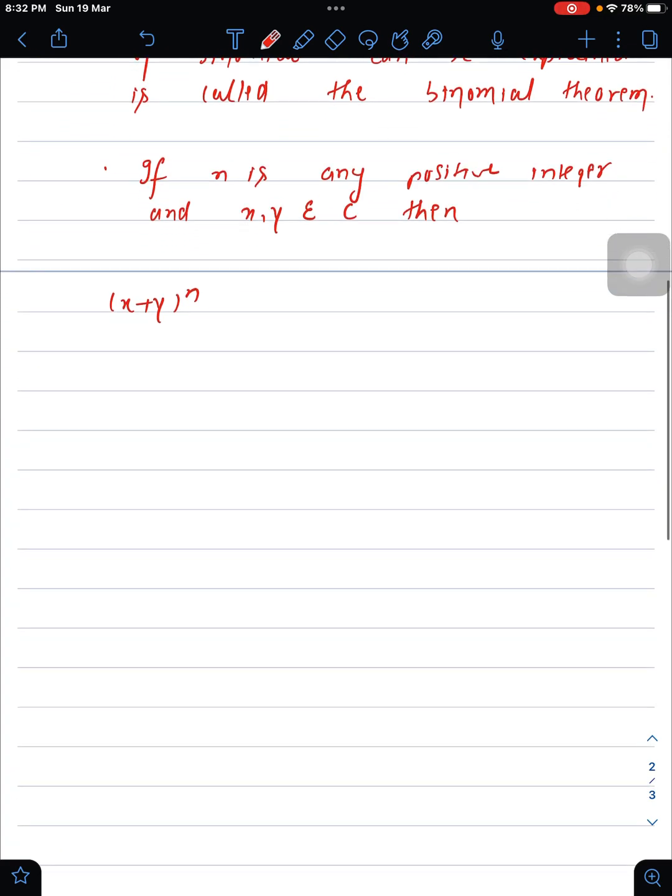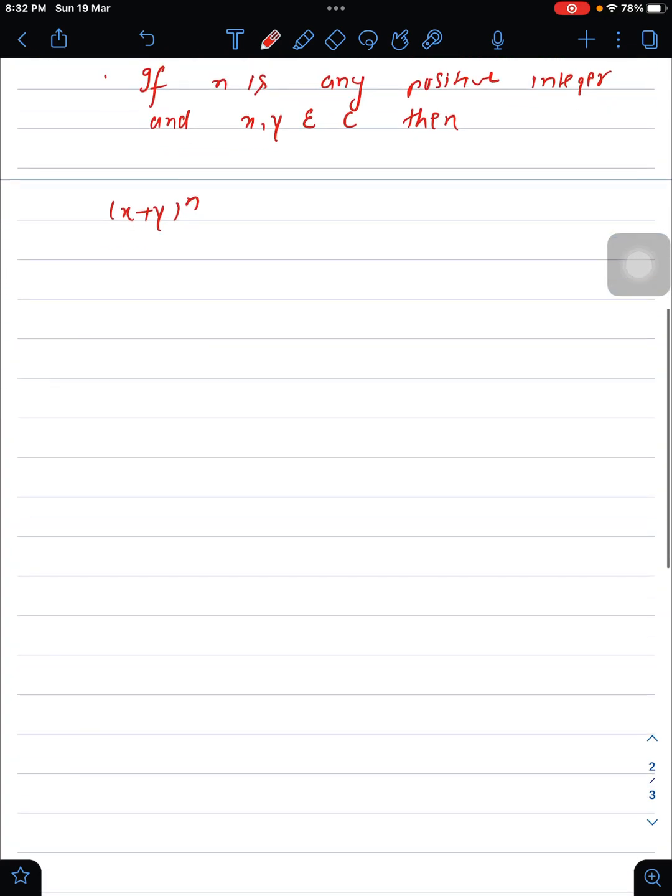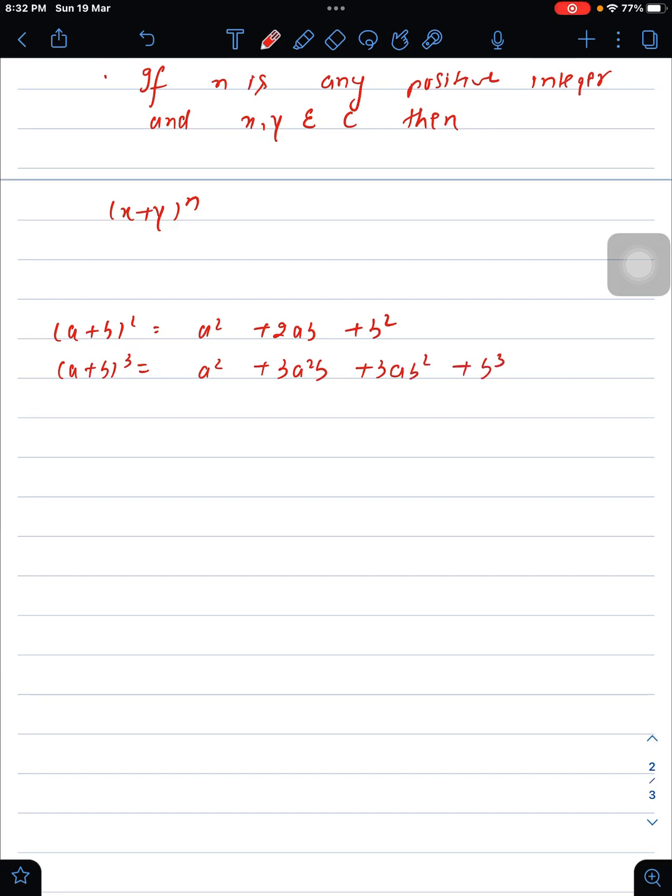Before writing this, let me ask you a simple question. What is (a plus b) whole square? You will tell me, sir, it is a square plus 2ab plus b square. Now if I ask what is (a plus b) whole cube, you will say it is a cube plus 3 a square b plus 3 a b square plus b cube.